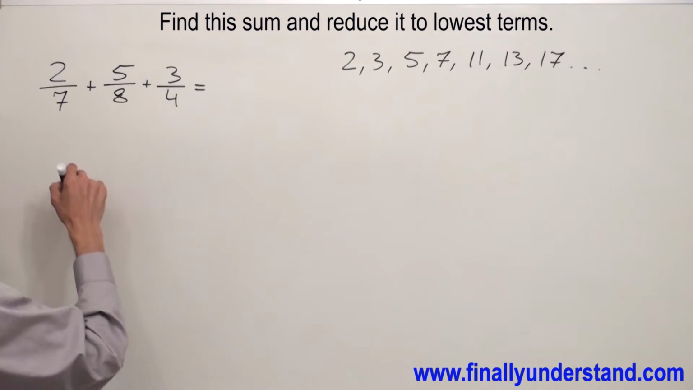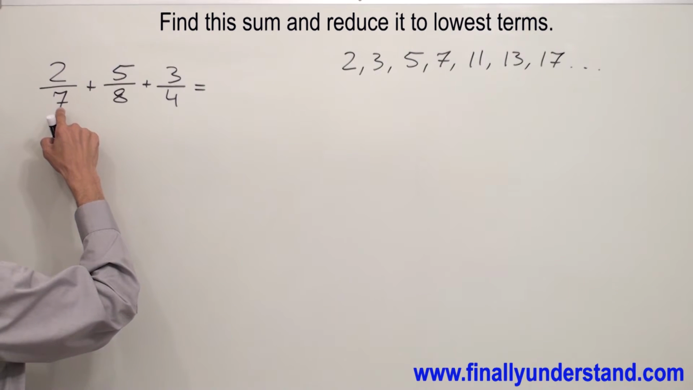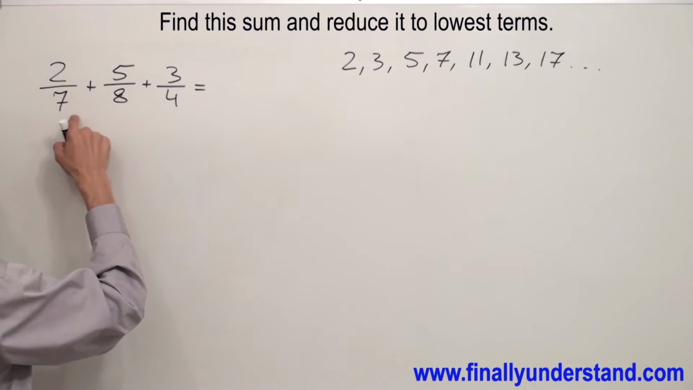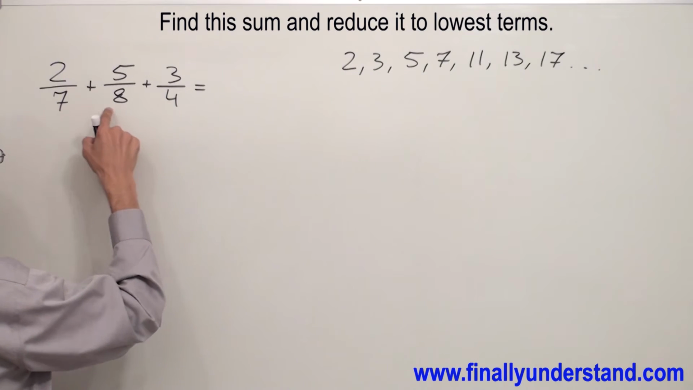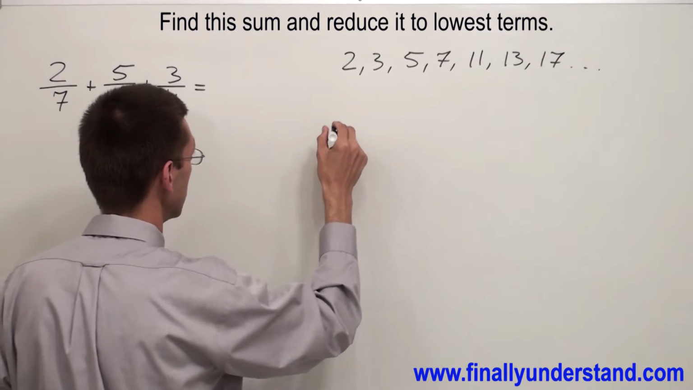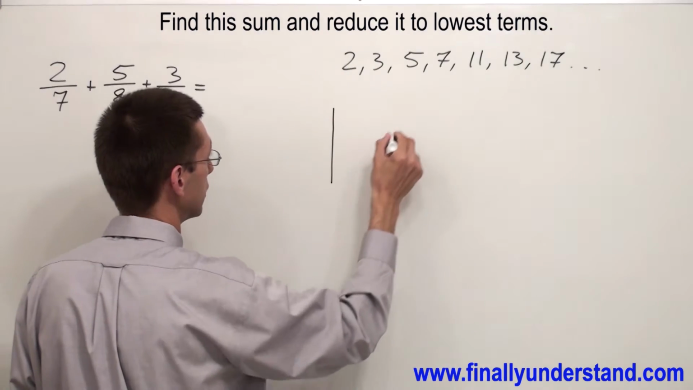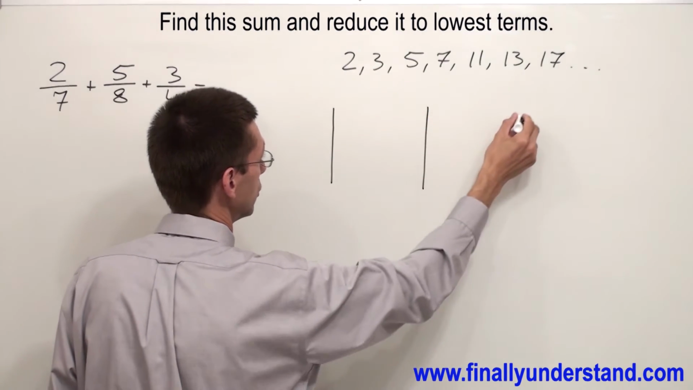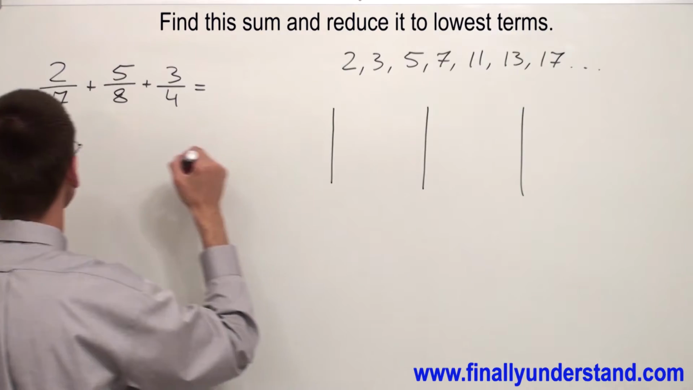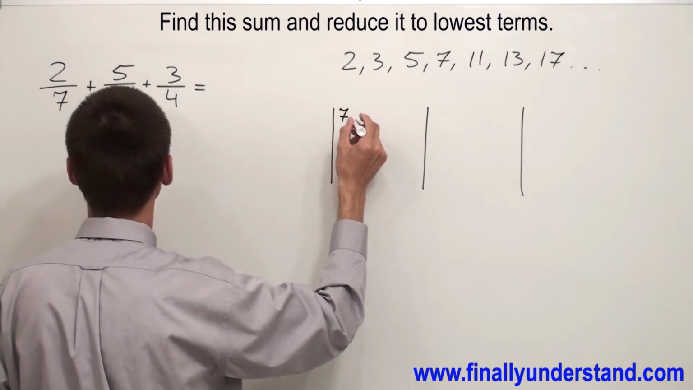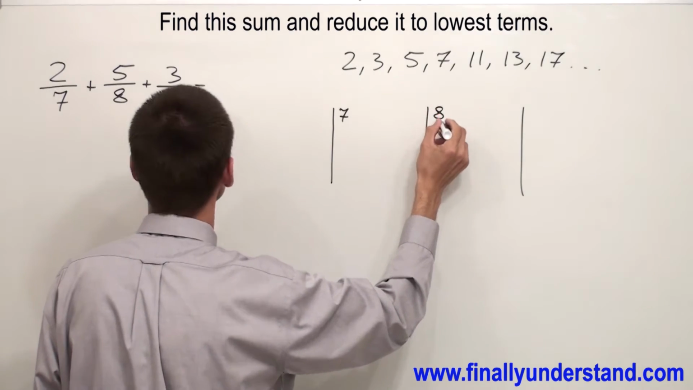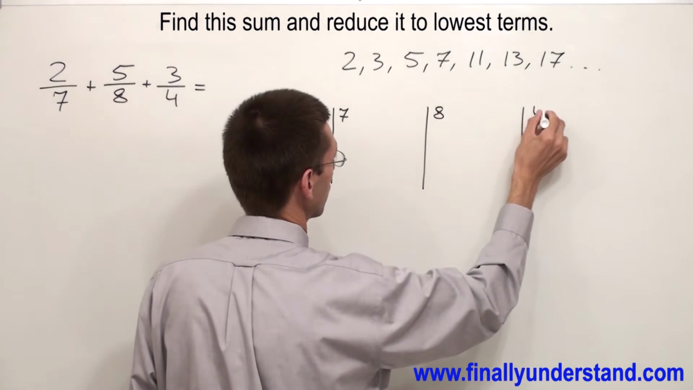Now, if you don't see that this is 56, you have to draw a vertical line for each denominator. So I have 1, 2, 3. Okay, next to each line, write each denominator. So I have 7, 8, 4.